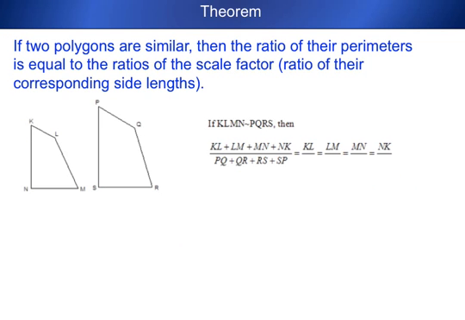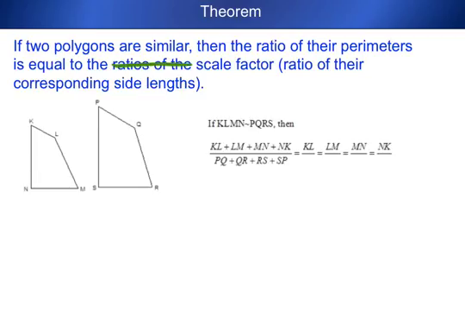Okay, and that leads to a theorem. If two polygons are similar, then the ratio of their perimeters is equal to the scale factor. In other words, the ratio of their corresponding side lengths.